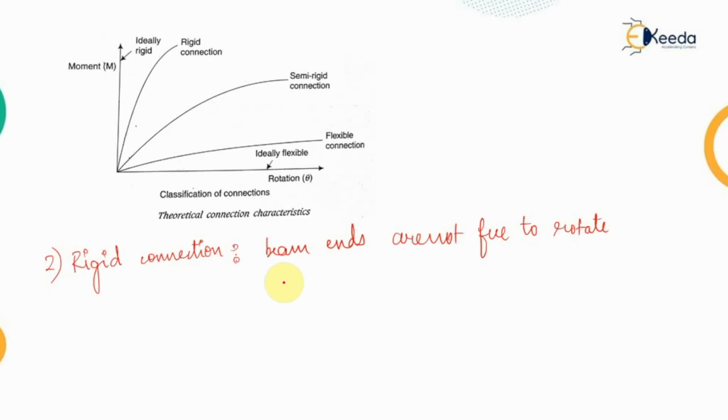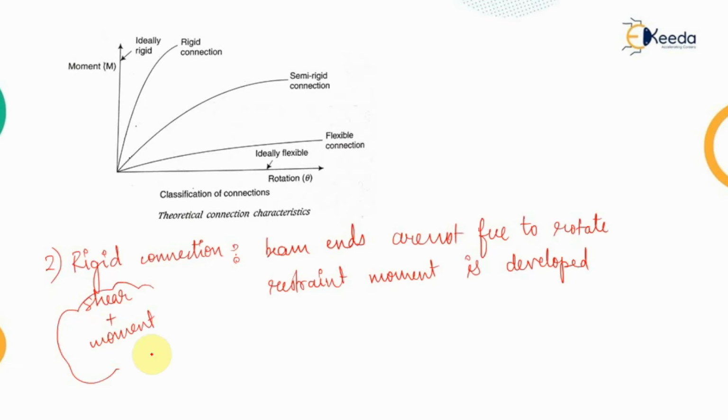So in this case there will be a restraining moment which will be developing. So a restraint moment is developed, and because of that the connection is to be designed now for both the shear force as well as for the moment which is coming onto the connection. So the shear plus moment has to be taken care of when we are designing the rigid connection.